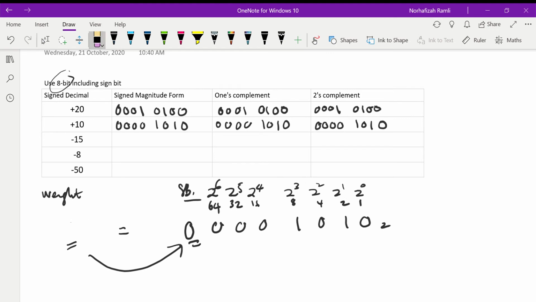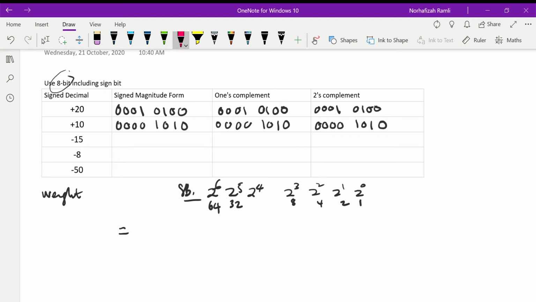Now we have negative 15. Okay, let me just make it clear here. I'll just use a different color. So first you have to convert negative 15. To get the value, I keep the negative aside, and for the sign bit I just put 0. So positive 15 is basically 8, 4, 2, 1, which makes 15, and the rest is 0 for the 8 bits.